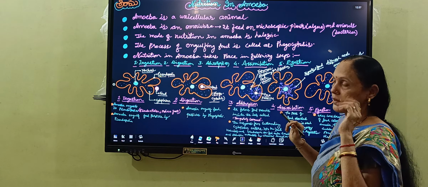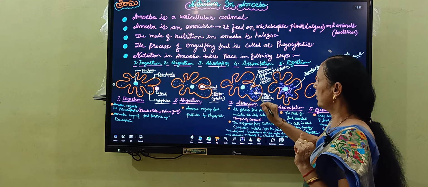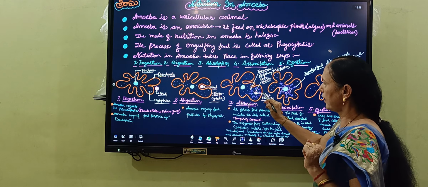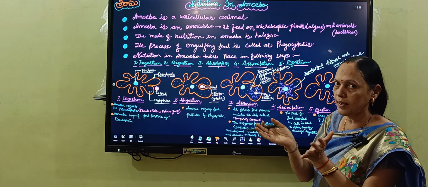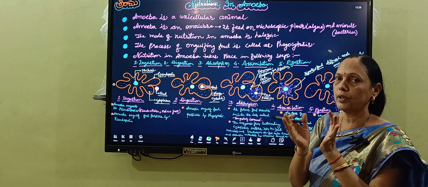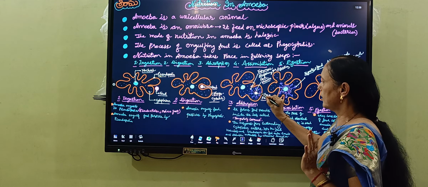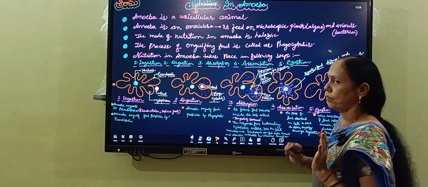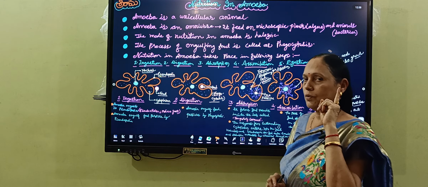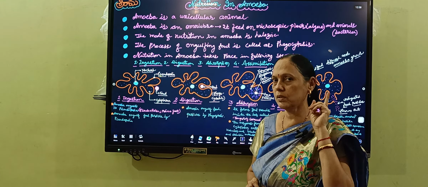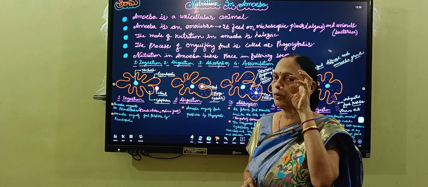Now, what is happening after that? Here you can see that the food particle enters inside the body of the amoeba. Now the process has started. When it enters inside the body of the amoeba, we have already studied, when we studied the plant cell and animal cell, that vacuoles are there.